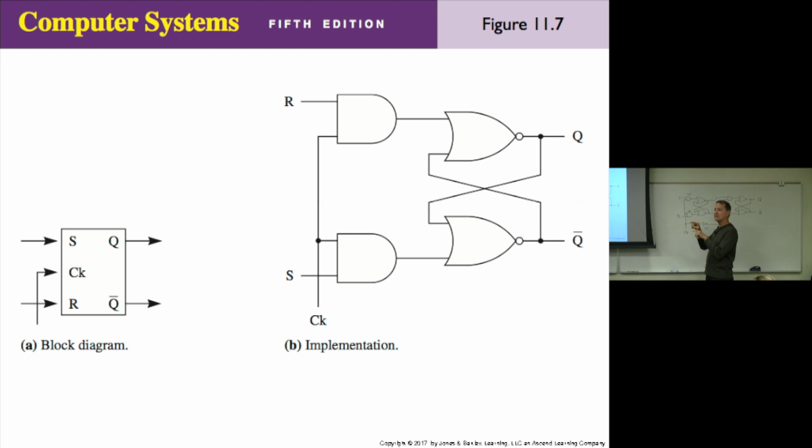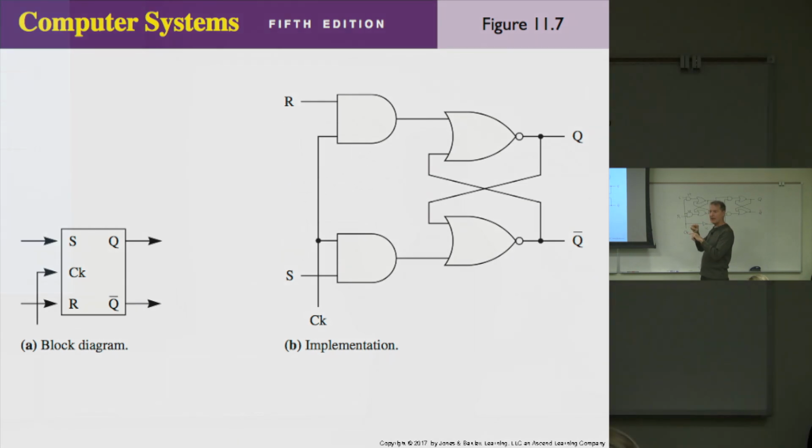What happens if S is 1 and R is 0, and a clock pulse comes along? It sets Q to 1, regardless of what it was before. Unless it was already 1, well, it's still 1. In other words, regardless of what it was before, it sets Q to 1. And if S is 0 and R is 1, and a clock pulse comes along, what does that do? It forces Q to be 0, regardless of what it was before.